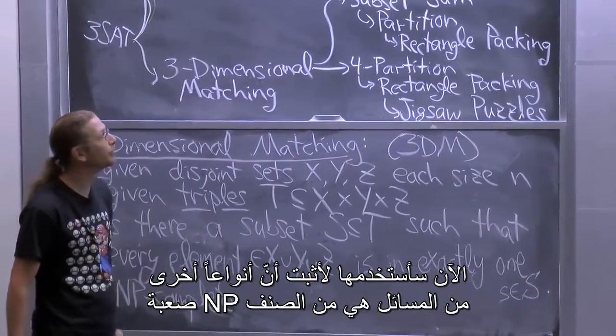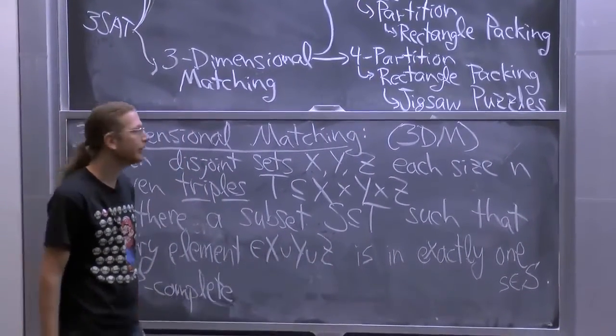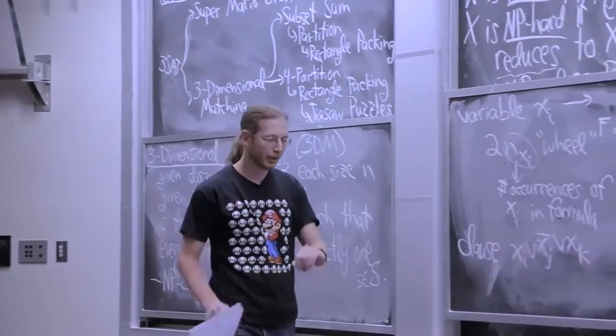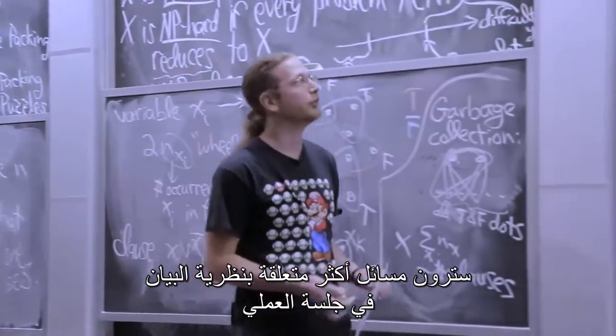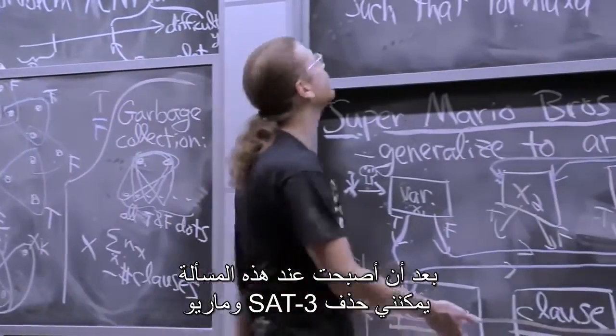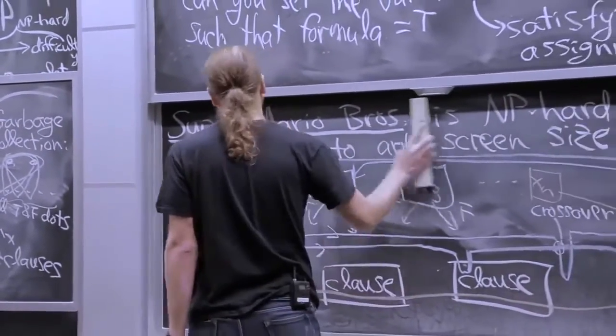All right, so hopefully you believe three-dimensional matching is hard. Now I'm going to use it to prove that some very different types of problems are hard. This is a kind of graph theory problem. You'll see more graph theory problems in recitation. At this point, I can erase 3SAT and Mario.